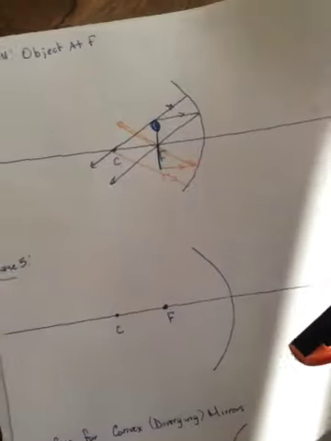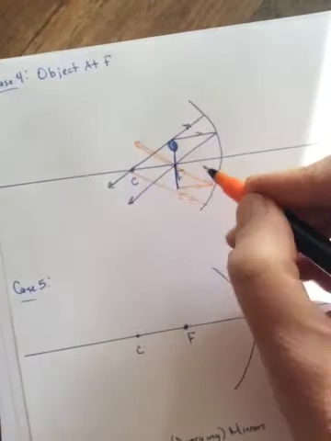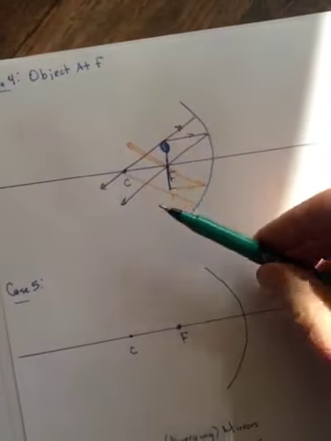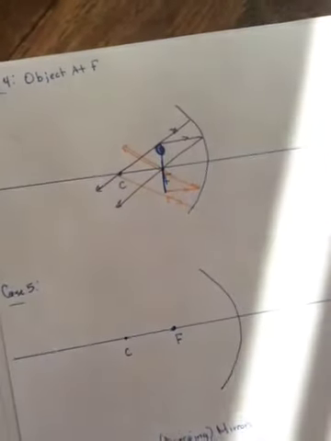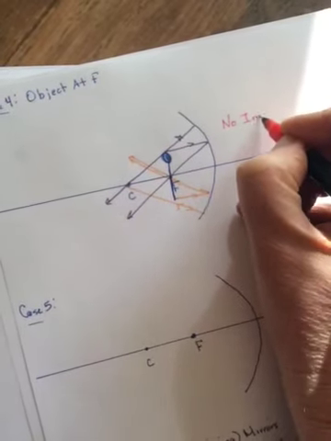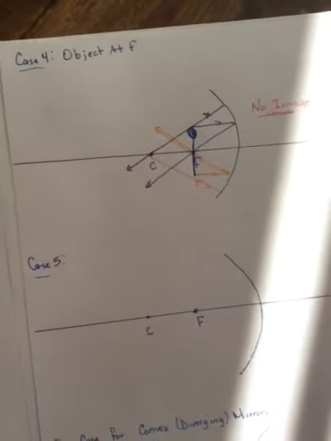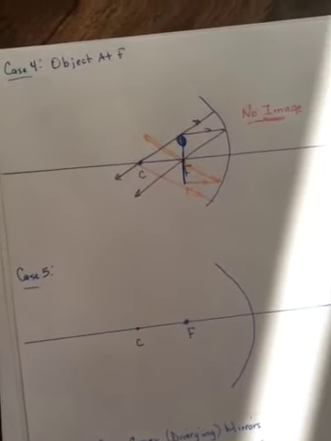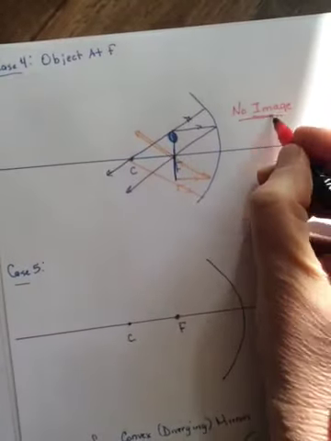Okay, now hopefully your rays look something like this. Look at my purple ones. They're better than my orange ones. They are not going to cross here. No matter if I extend them back or forward, they're parallel to each other. What that means is there is no image. So when the object is at F, there is no image formed. I have a really cool curved mirror at school that we will play with, I promise, and you'll see the spot where the image disappears, and it's really neat. Okay, so no image.